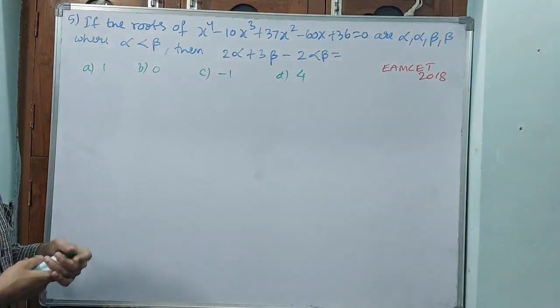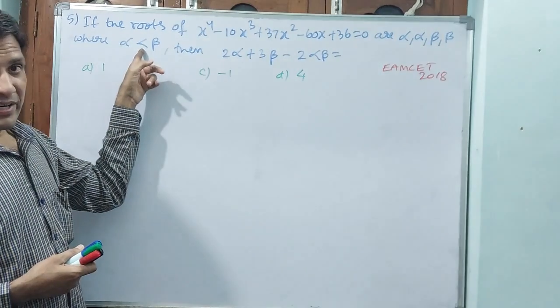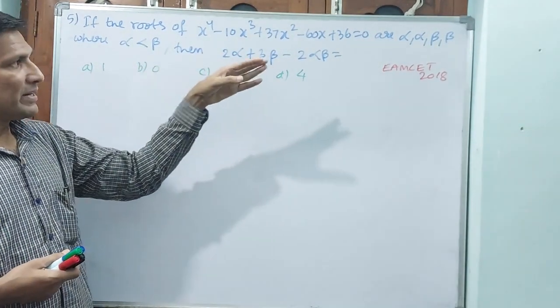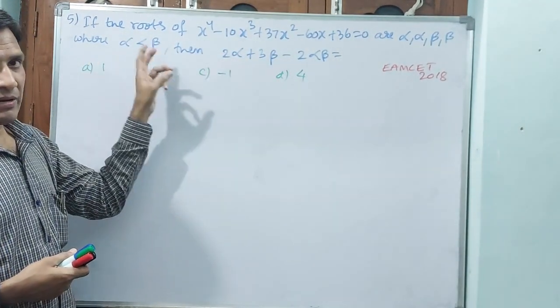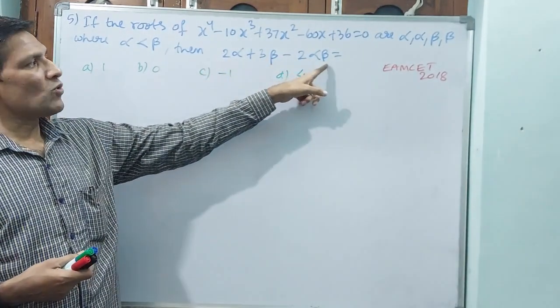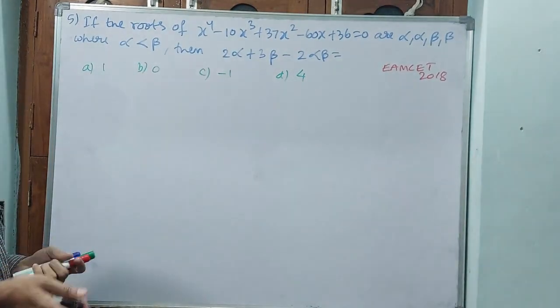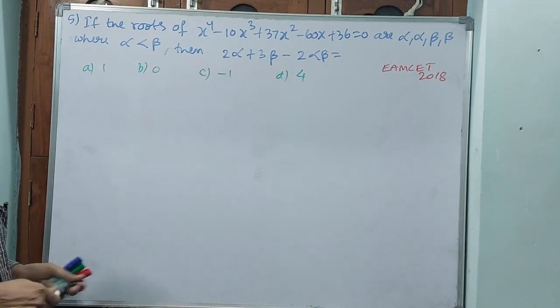And also, where alpha is less than beta, this is very important. Alpha is less than beta, that means alpha is smaller, beta is bigger. They are asking for the value of 2 alpha plus 3 beta minus 2 alpha beta. 4 options also they have given. Whenever repeated roots come, straight away you differentiate it.